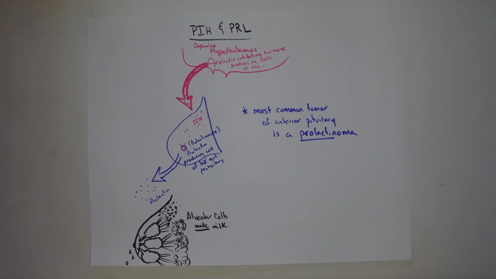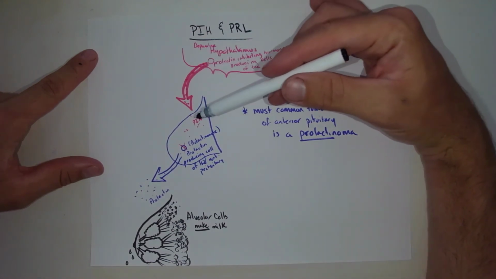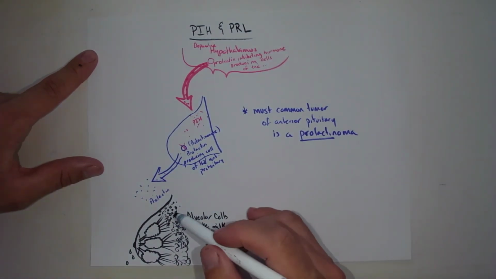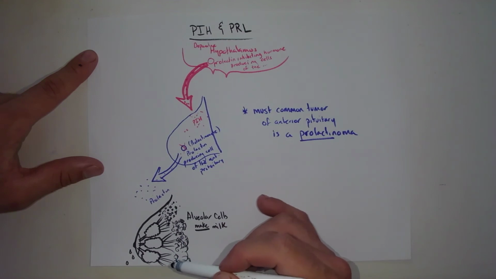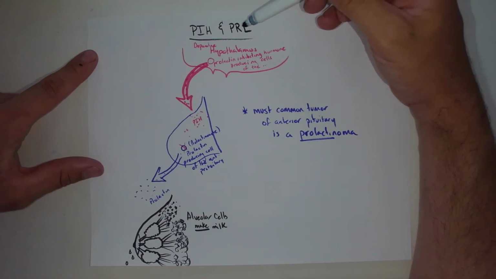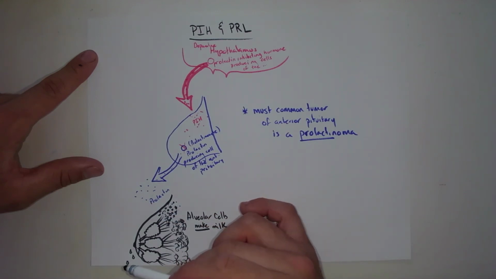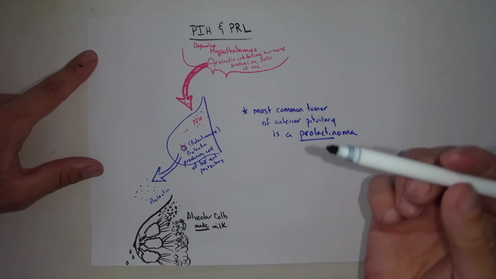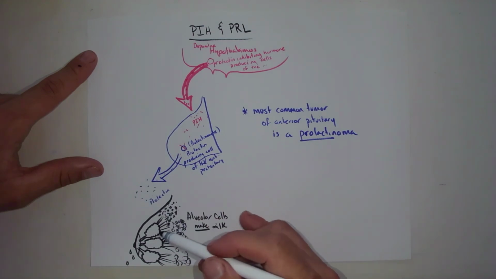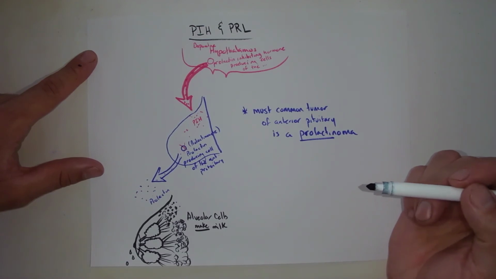Now, what would hypersecretion or hyposecretion of PIH do? Hypersecretion would prevent milk production. Hyposecretion would cause a lot of lactation, even in males. Now, hypersecretion of PRL or prolactin would cause a lot of milk production, even in males. And hyposecretion of PRL would cause no milk production. We may not even realize that if the female isn't pregnant.